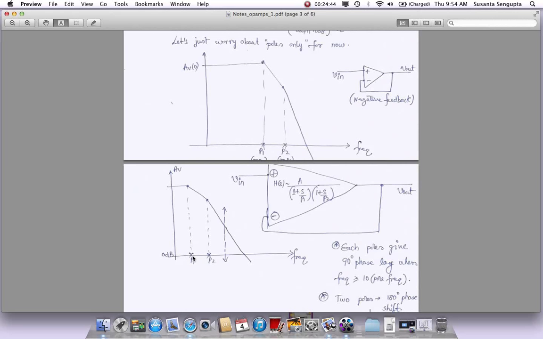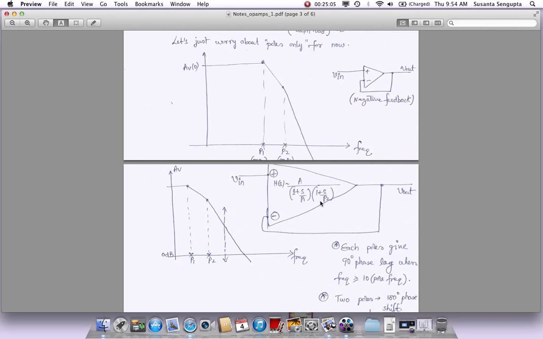At the P1 pole location itself, it will cause a phase lag of 45 degrees. And if you went 10 times P1, whatever the frequency is, you have a phase lag of almost 90 degrees. Okay. This P2, same thing. At P2 it causes a 45 degree phase shift, and at 10 times P2 it will be another 90 degrees.